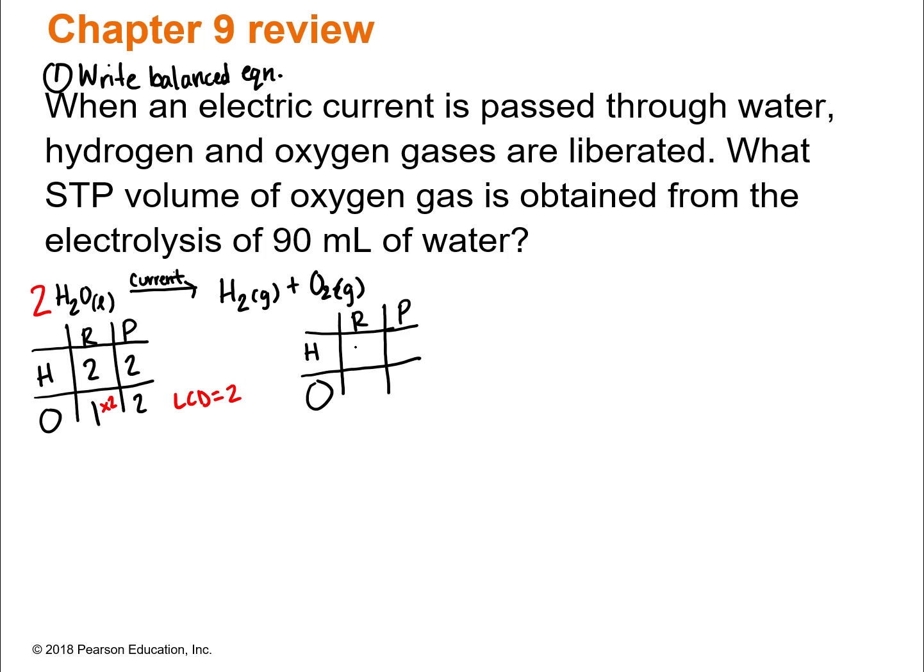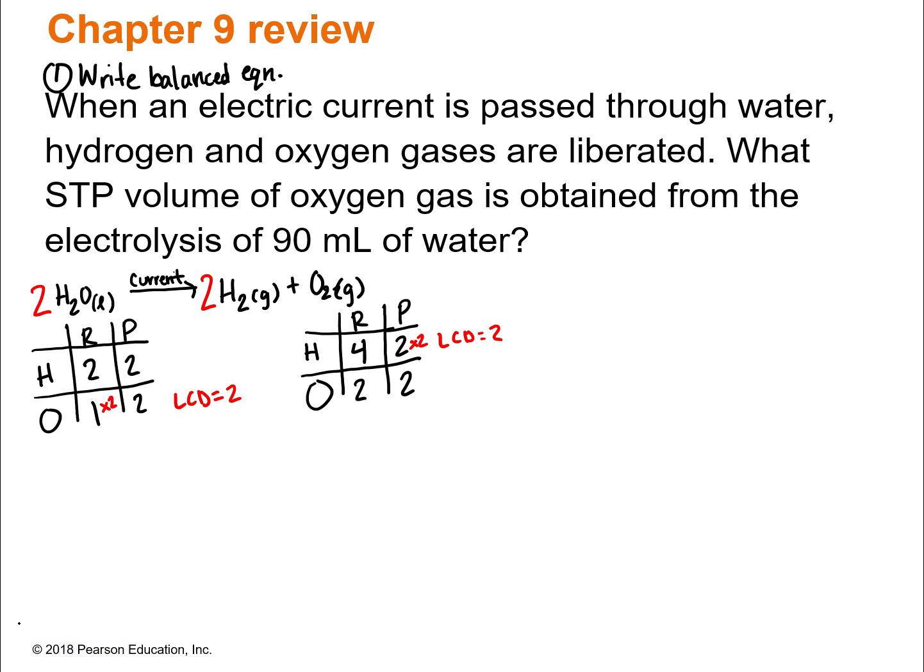Then we take stock of what we have again. Now we've got 4 hydrogens and 2 oxygens on the reactant side, 2 hydrogens and 2 oxygens on the product side. Now we've got a problem with the hydrogen. The lowest common denominator between them is 2. So we're going to add a 2 in front of the hydrogen gas on the product side.